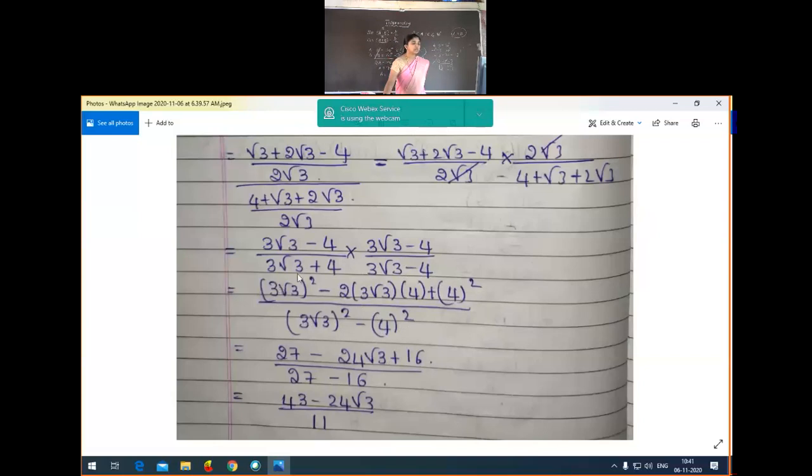So now, 3 root 3 whole square is, after simplification, 27, minus 2 into 3 root 3 into 4, 24 root 3, plus 16, divided by 3 root 3 whole square is 27 minus 4 square is 16. Then after the simplification, (43 minus 24 root 3) divided by 11. So this is the answer for this question, students.